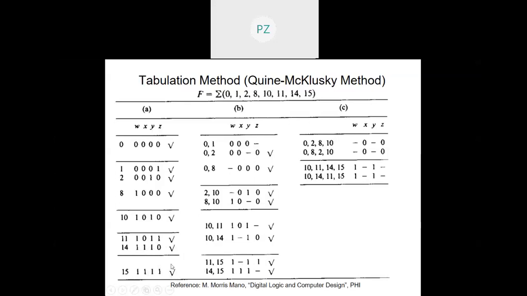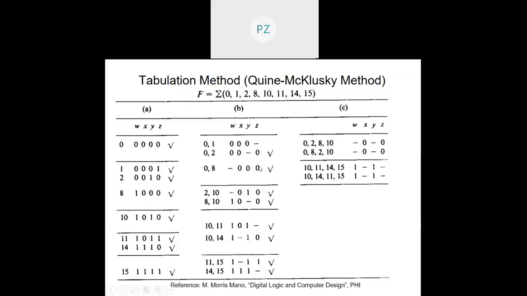And 14 15 can also be combined. Tick them if they have not been ticked so far. This ticking is very important. We will see later why this ticking is so important. So 1 1 1 dash, and 14 15 can be combined. So this will be the second step.